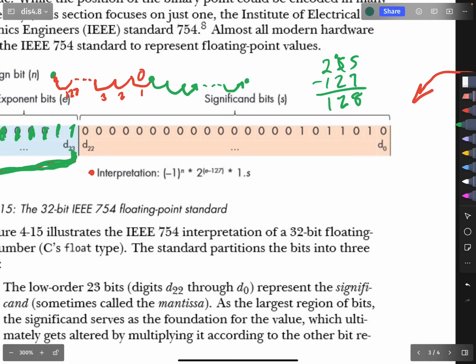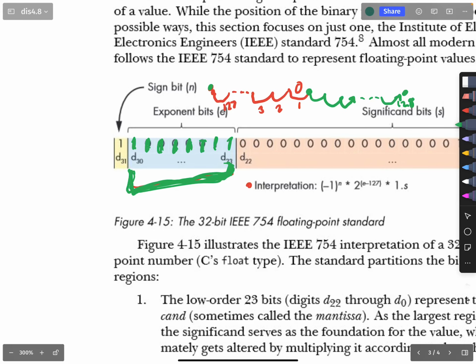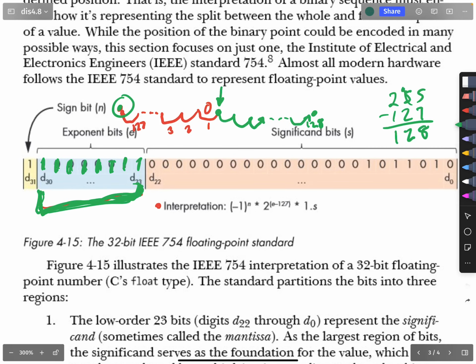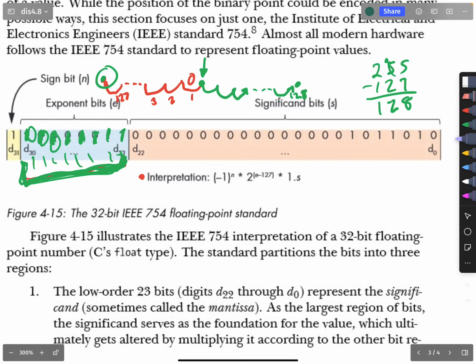In this system, by setting all of the exponent bits to 0, that essentially corresponds to locating the decimal point 127 places to the left of the units position, or in the other direction, setting everything to 1. So this was setting everything to 0 to the left, and setting everything to 1 is moving this 128 places to the right. That's the range of possibilities this system offers for where you can set the binary point.